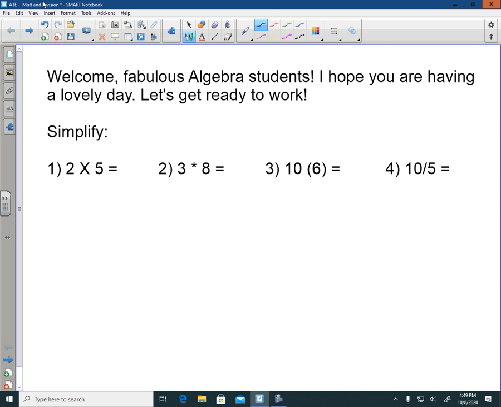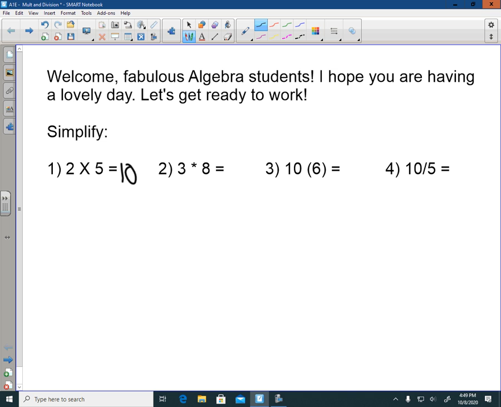All right, first one, 2 times 5. You know what it is, it's 10. Oftentimes we just know the answers to these things because we have so much experience with it that it just comes naturally. 2 times 5, everyone knows, is 10.